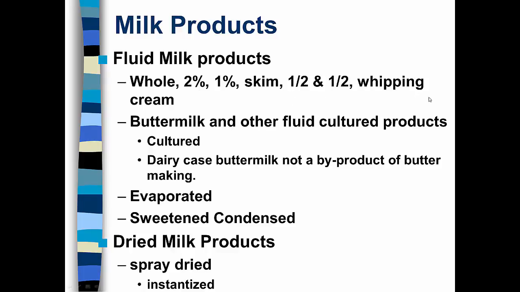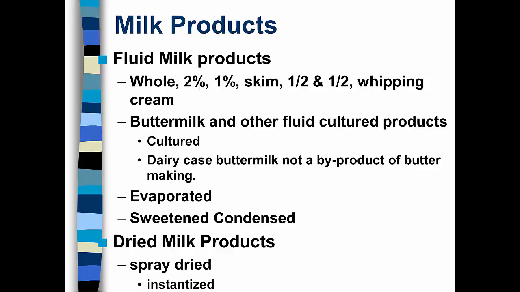A little farther along in the same refrigerated display cases, you can find buttermilk and some other fluid cultured products. I'll just talk about buttermilk. Buttermilk, when you buy it in the grocery store, is not the milk that's left over from making butter. You have to read the label, but it's usually made by taking either 1% milk or skim milk, and they add bacteria to it.